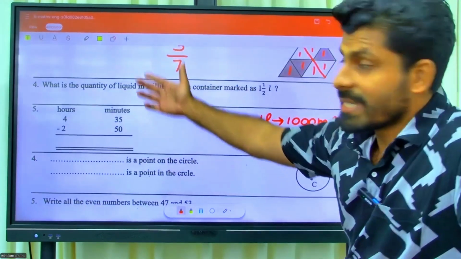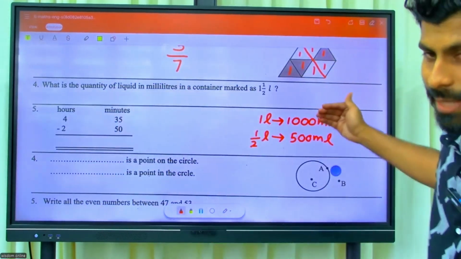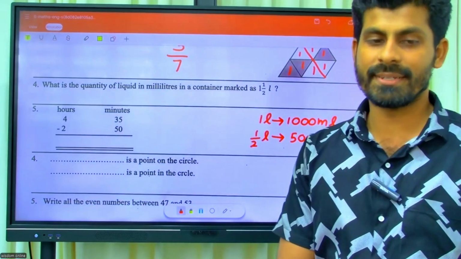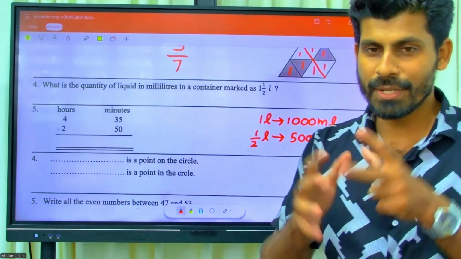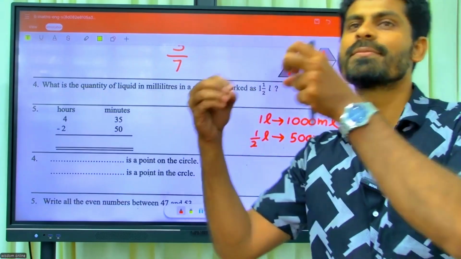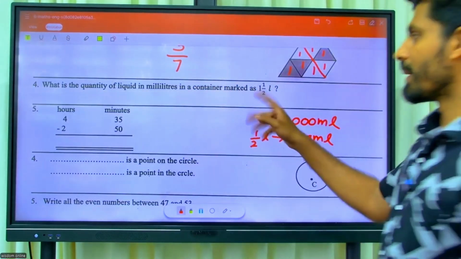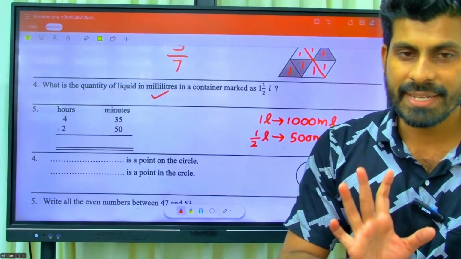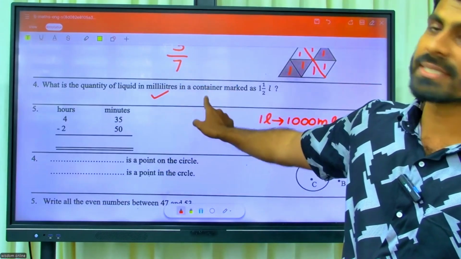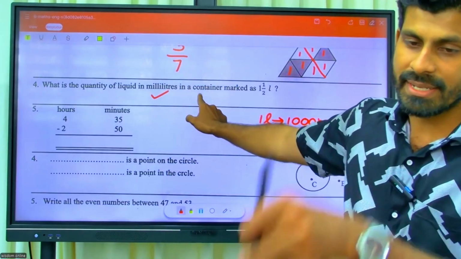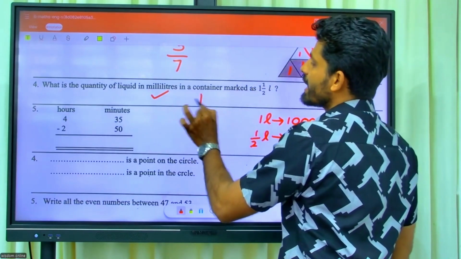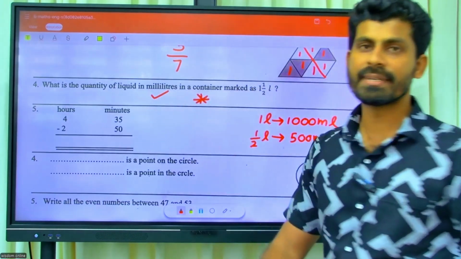Then what is the total quantity in milliliters? 1000 and 500 milliliters you need to add together. So we need to add 1000 plus 500. Do it on your own, 1000 and 500, very easy. Just quickly drop your answers in the comments. So what is the answer? Put your answer as a comment.